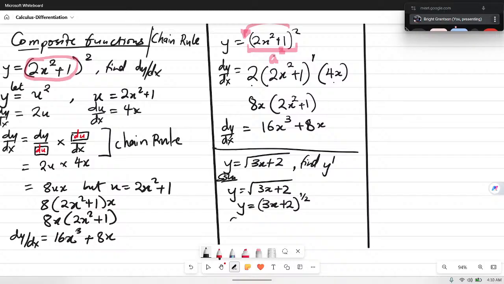So dy/dx becomes the half will come forward here. Differentiate what you have in the inside. When you differentiate what you have in the inside, what do you get? 3. Very good. Then bring the whole bracket element. Then half minus 1. When you do half minus 1, what do you get? Negative half. It becomes negative half.